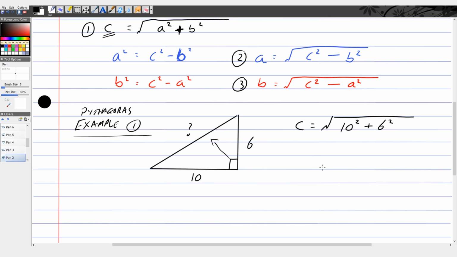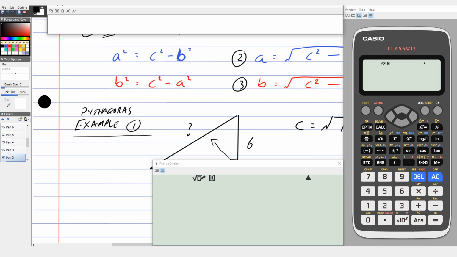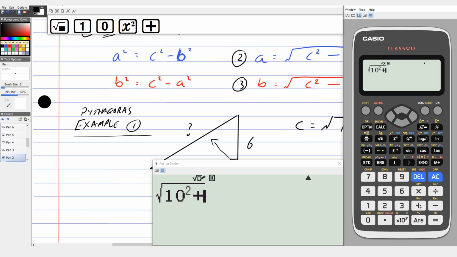So on our calculator, we can put in square root of 10 squared added to 6 squared. These are the buttons that are pressed, and then press equals, and then it gives you an answer in what they call surd form, which is an exact answer, but it looks a bit alien to us.